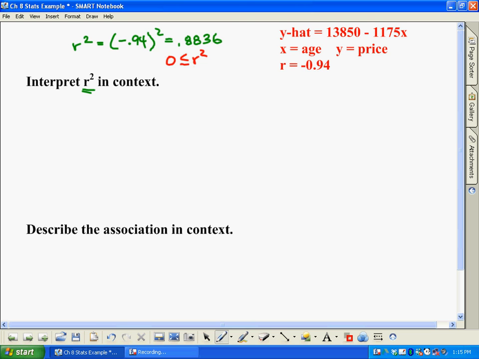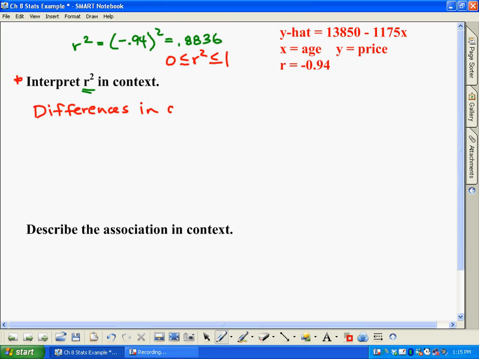And another thing you should realize is that the lowest this could possibly ever be is 0, and the highest it could possibly ever be would be 1, because the highest r could be would be either 1 or on the negative side would be negative 1. So r squared will always be a value between 0 and 1. So here's how interpreting this in context works. What we do is we say differences in, okay, and then what we do is we say all the time whatever the x variable is.